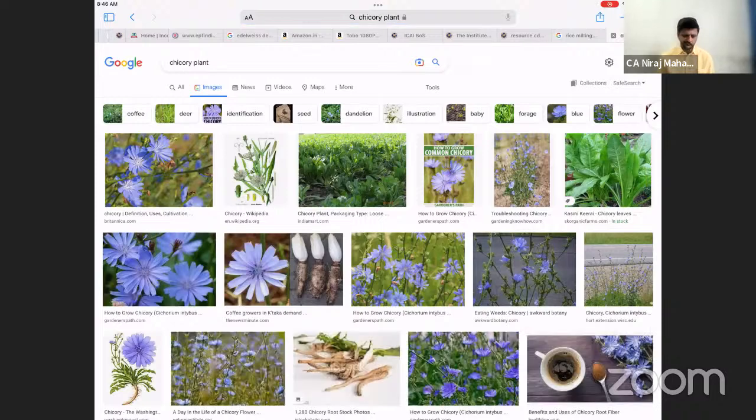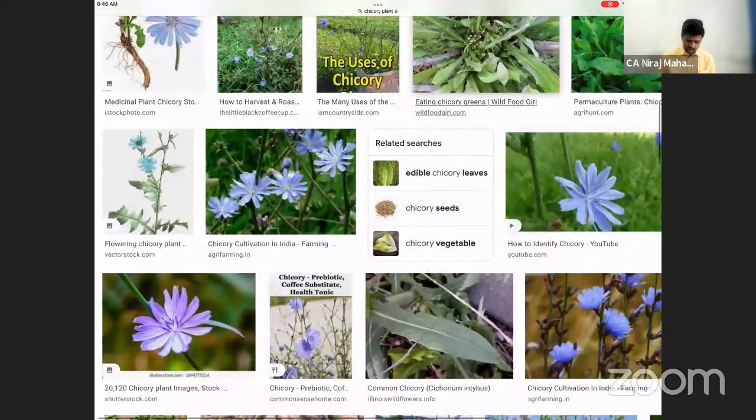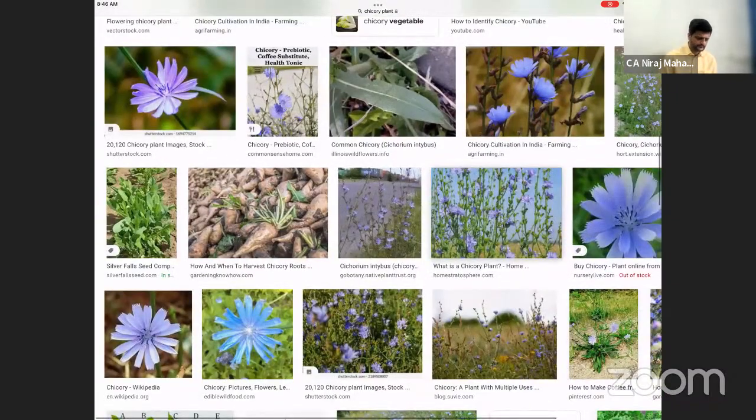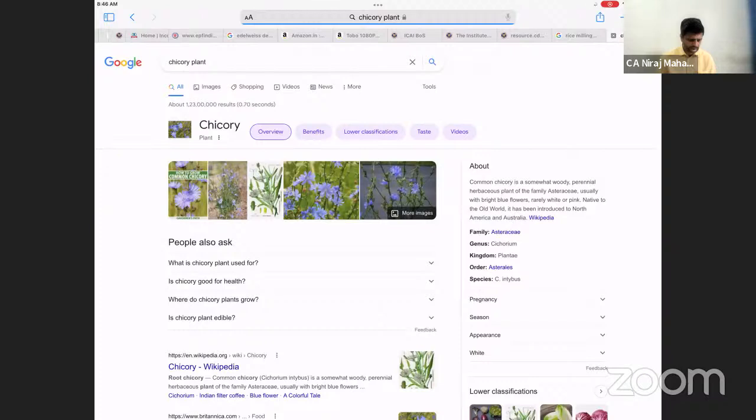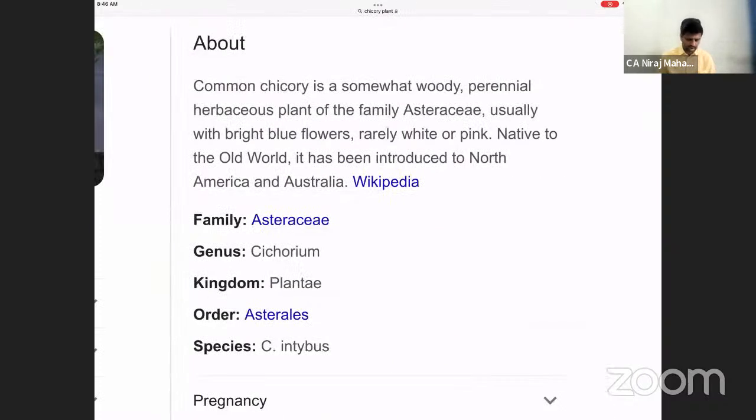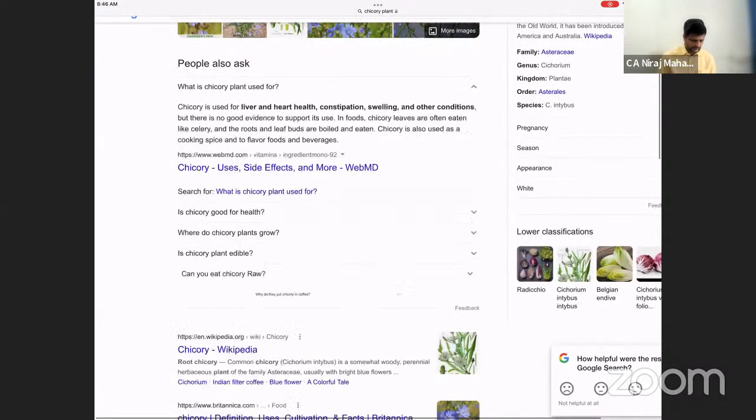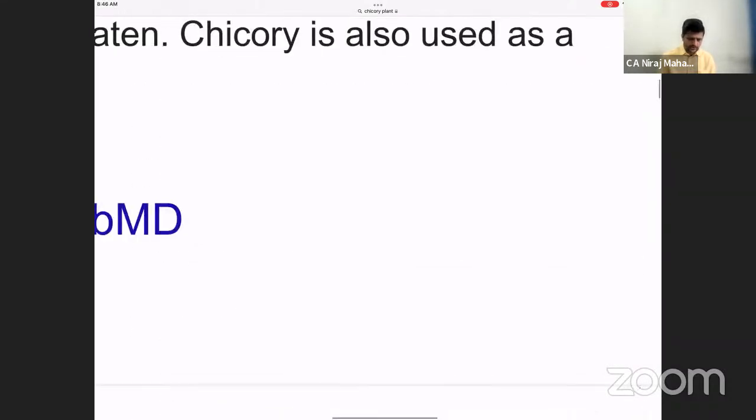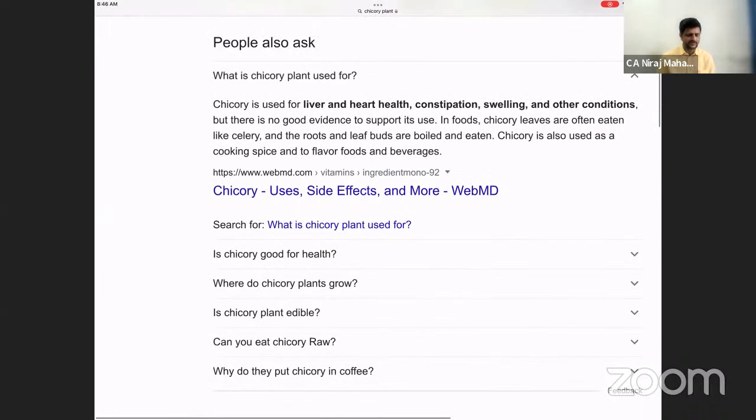Check your chicory. I think it is good for health also, but it gives you different taste. Yes, chicory is also used as a cooking spice and to flavor foods and beverages. So it depends on a case to case basis.